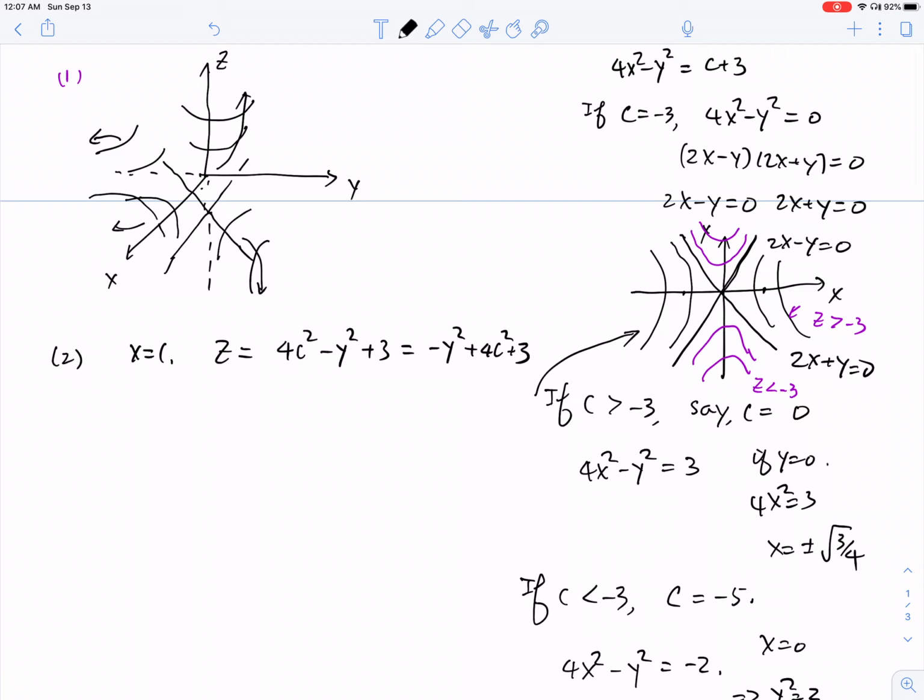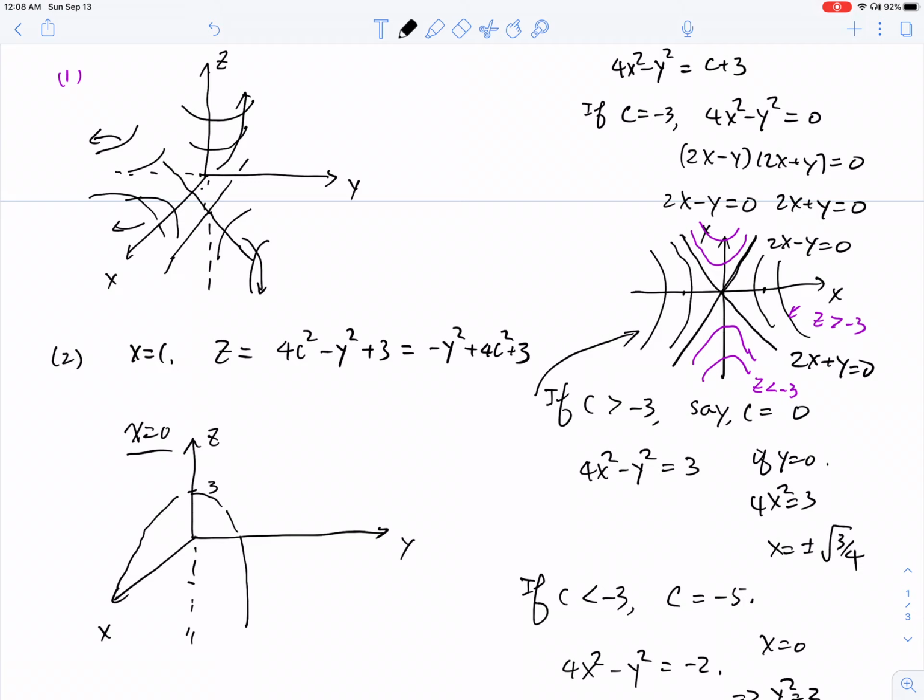Okay, so now we have x is fixed. Let's first try x is equal to 0 to see what we have. And that's in the yz plane. So this is the one we have, z and y, and this is x. When x is equal to 0, we have something like this going downward. This is z is equal to negative y squared plus 3. When y is equal to 0, z is equal to 3. So it's over here, and then it goes downward.